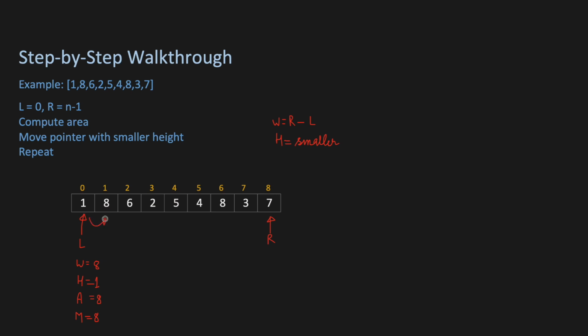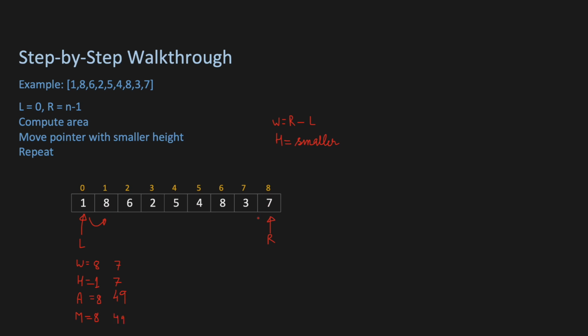Now the pointer with the smaller height will move forward. So L will move to index 1. Now the width will be 8 minus 1, 7. And height will be 7, as 7 is smaller than 8. Area will be 49 and the max area will be the maximum of 8 and 49. So it will be 49.